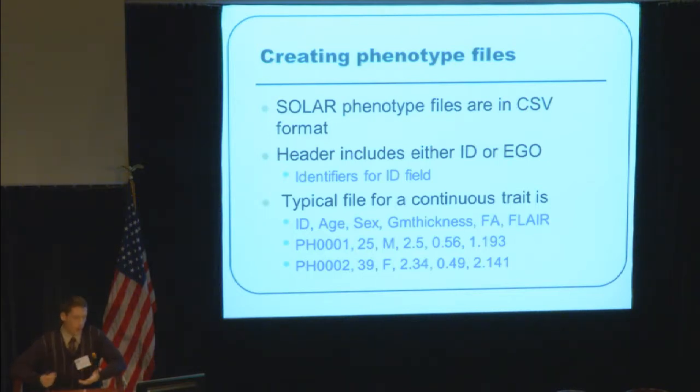Solar phenotype files are also in a simple CSV, or comma-separated value, format. Again, the only requirement is that the header must include either an ID or EGO column. If you attempt to read a phenotype file that has neither, Solar will complain and refuse to do anything with the phenotypes in that file. So identifiers are used for the ID field. A typical file for a continuous trait would have, for example, the ID of the subject, age, sex, gray matter thickness, and then you can arbitrarily name the phenotypes you want to analyze in terms of the genetic processing.